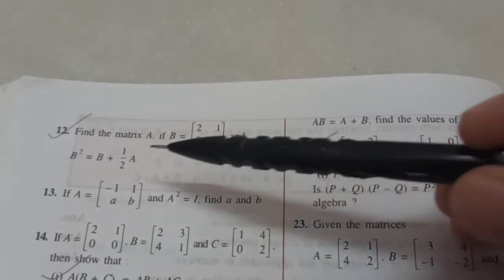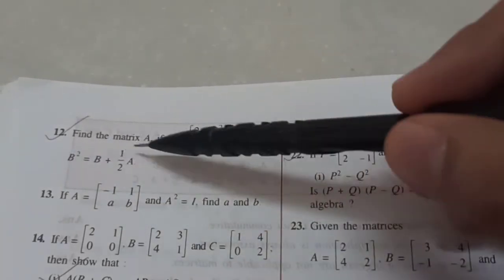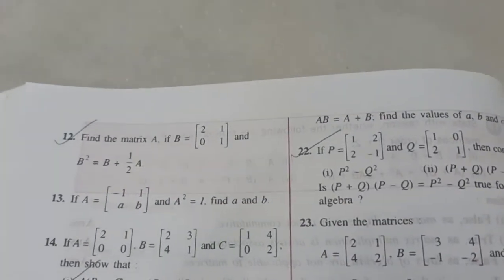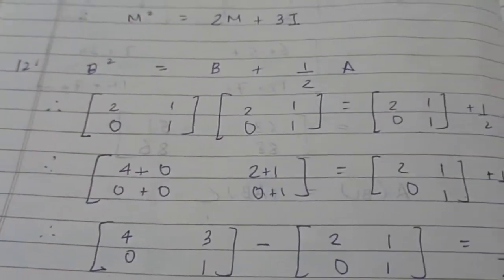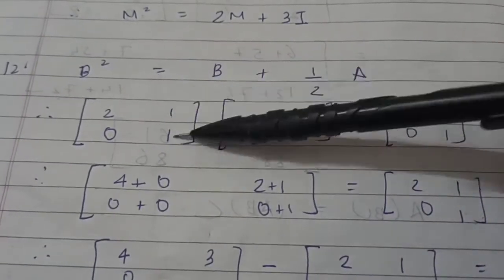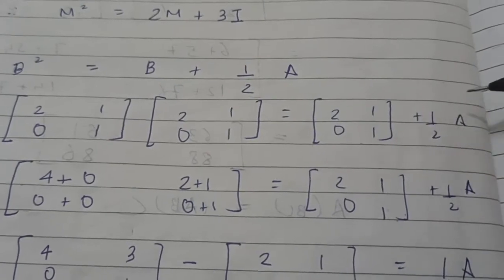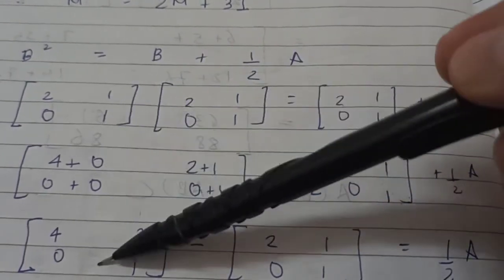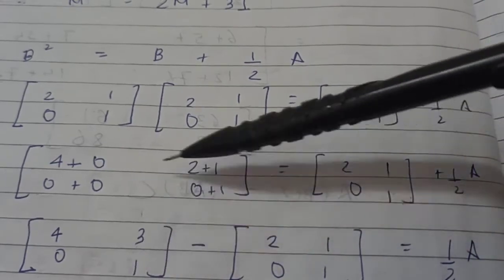Find the matrix A, and this is given. So this is given, we don't have to prove it, but we have to find the matrix A. So I want A alone. First of all, substitute the value of B matrix. Square is there, so write it twice, is equal to B plus half A. This is a multiplication, so 2 by 2 and 2 by 2 will give you 2 by 2 answer.